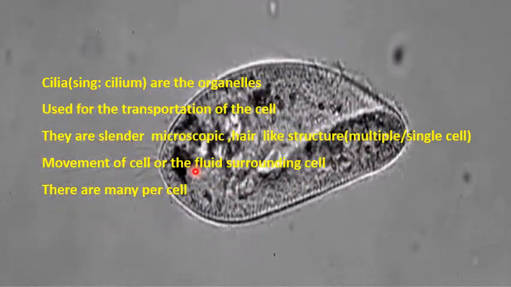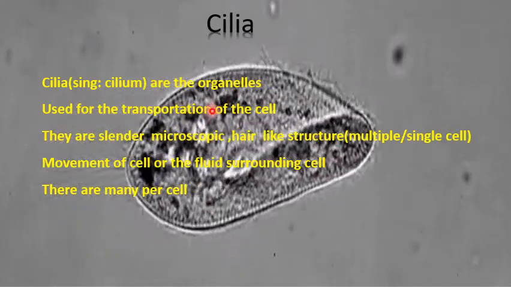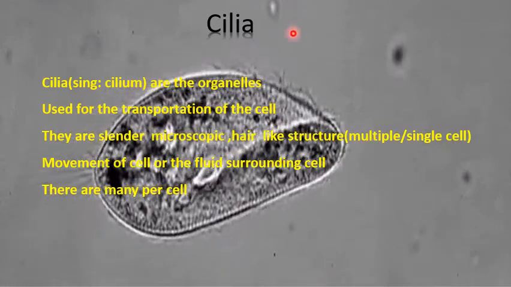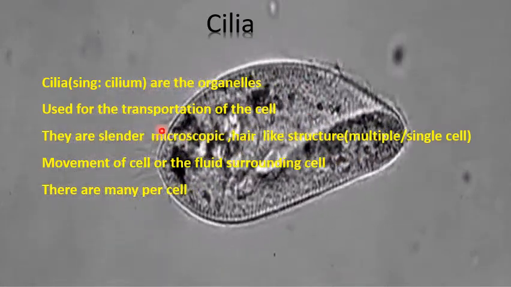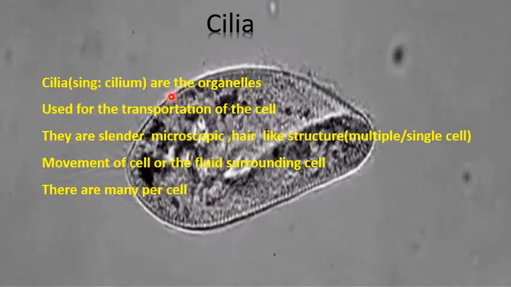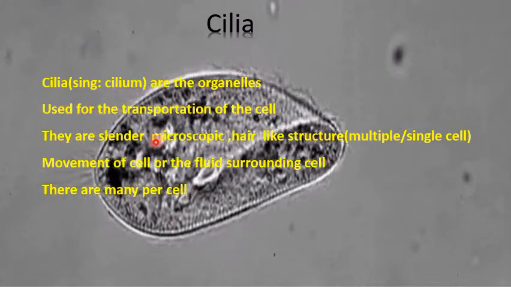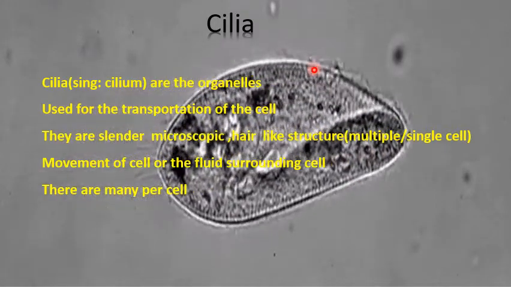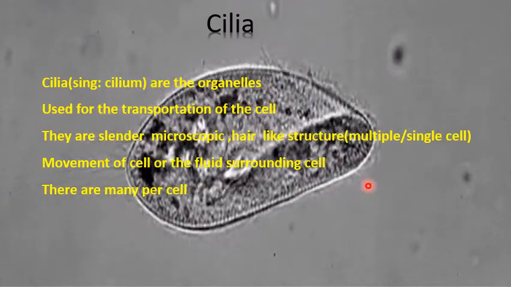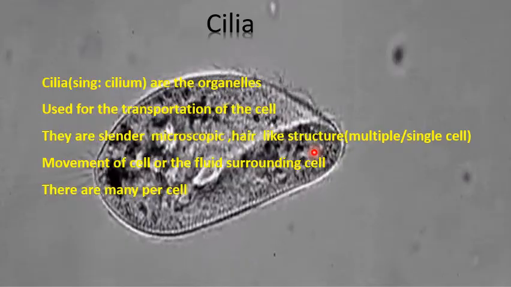So it helps in the movement of the cell through the fluid surrounding it. The fluid is pushed back so that it can swim forward, and there are many cilia present per cell. Here you can see that there are many cilia around the cell, not a single hair-like structure, but many hair-like structures surrounding this cell. So with the help of that, it moves.